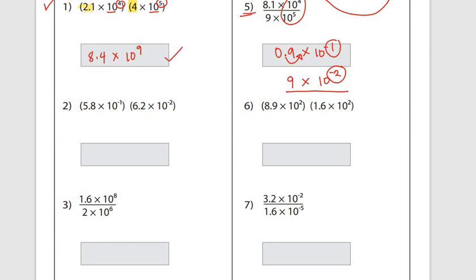All right, anyway, for number 2, we have 5.8 times 10 raised to negative 1 times 6.2 times 10 raised to negative 2.